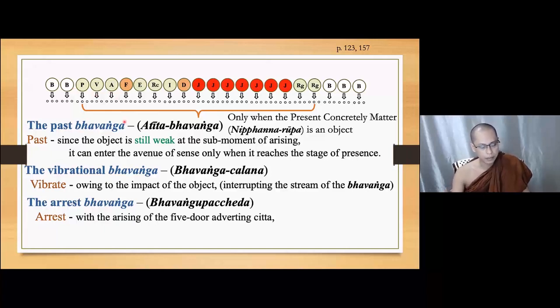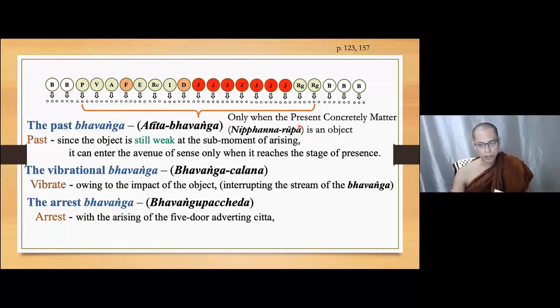The example is given that a man is running at speed, and although he wishes to stop, he cannot stop immediately; two or three steps pass and then he is able to stop. That is why the bhavanga process is running. Although the object has already appeared and entered the avenue of the mental process, the bhavanga process cannot stop, because it is running along at speed, arising many times. So it passes three times, or sometimes two times, if the object is not present concrete matter.